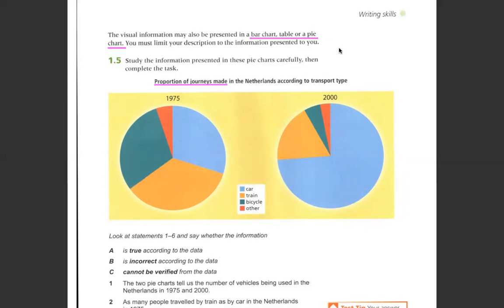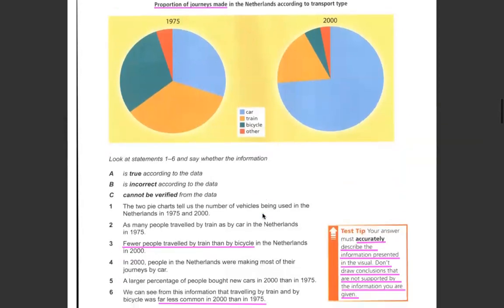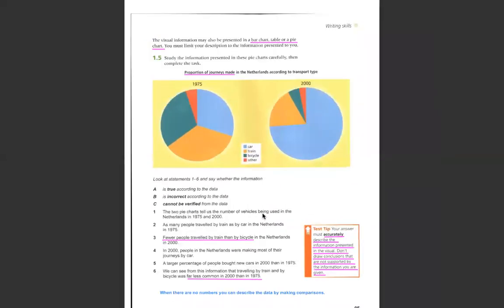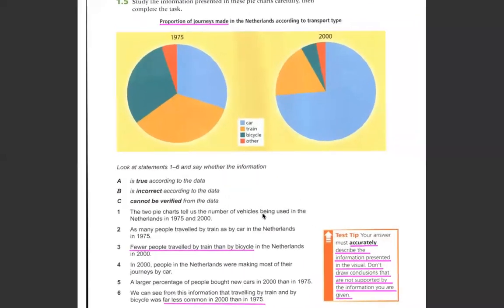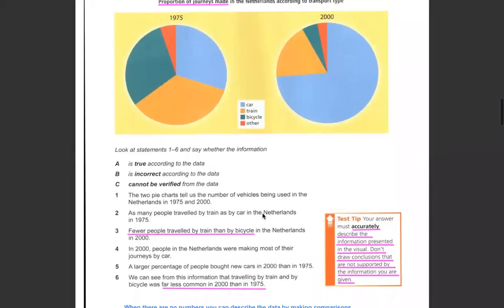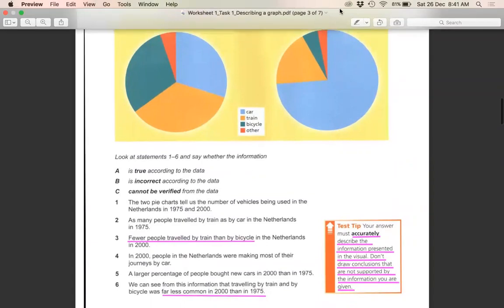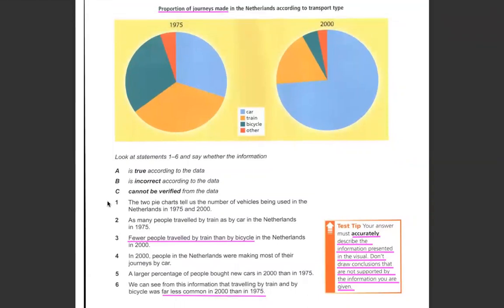We're going to have a look at a list of statements, and we're going to decide whether these statements are true: A, true according to the starter, B, incorrect according to the starter, or C, cannot be verified. So that means we're not sure. So you can study the pie chart, and let's have a look at question number 1.